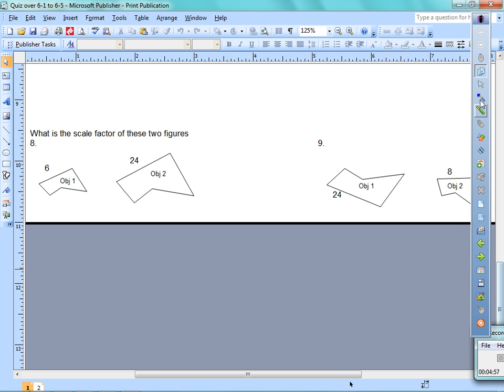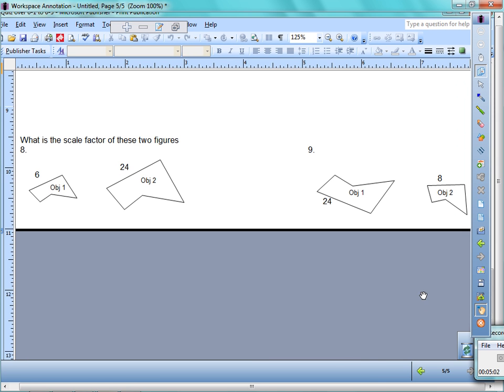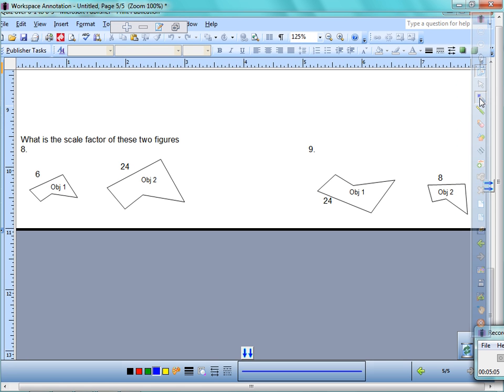And we'll look at the bottom two on this page. This is a scale factor problem. Remember that our formula for scale factor is just side of object 2 over side of object 1. For number 8 here, side of object 2 is 24, and side of object 1 is 6. So reduces down to 4 over 1, or 4.